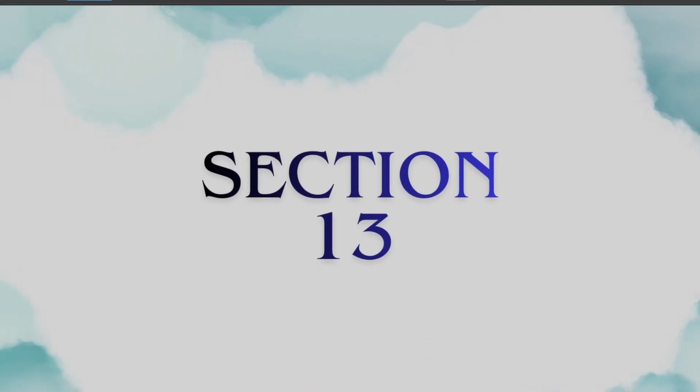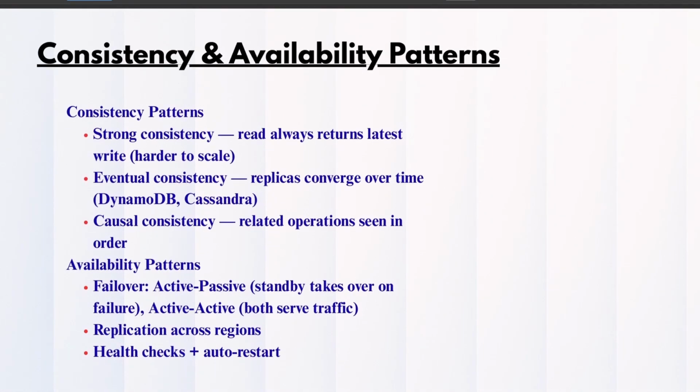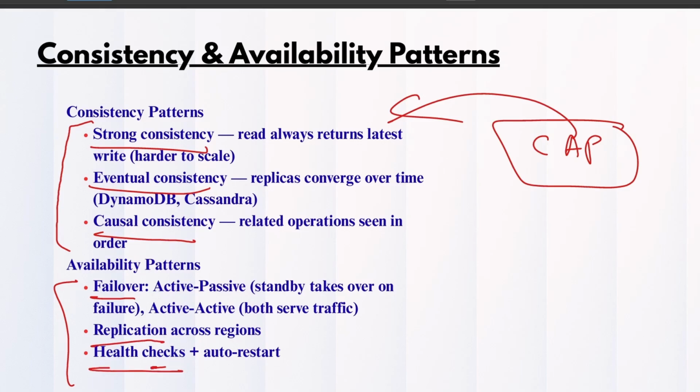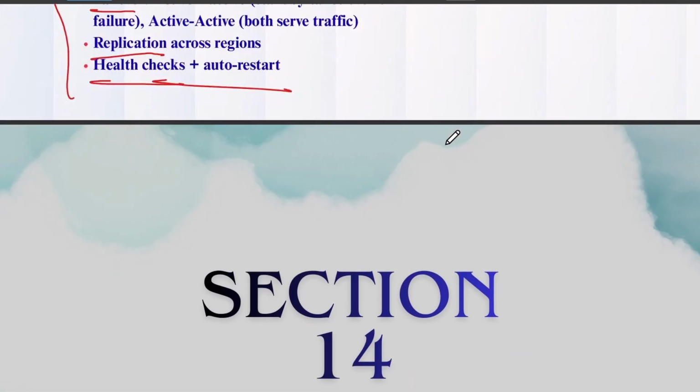The next thing we need to understand for a good system design is consistency and availability. I hope we have already talked about the CAP theorem. The CAP theorem is the same thing here, the consistency and availability patterns we have. We have strong consistency, eventual consistency, and causal consistency, and you can see the definitions over here. For availability, we have failover, replication, and health checks plus auto restart.